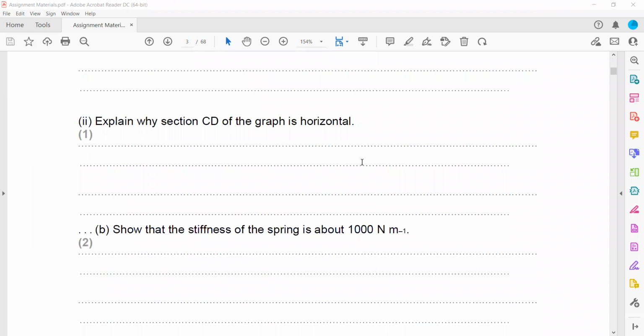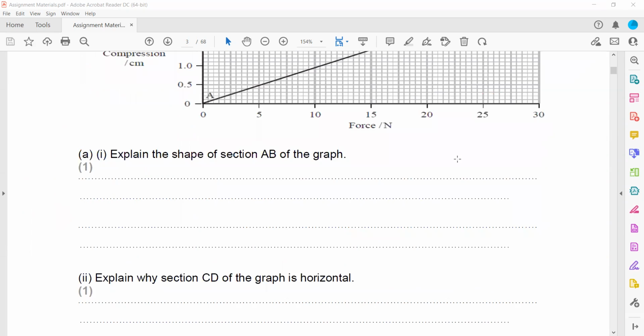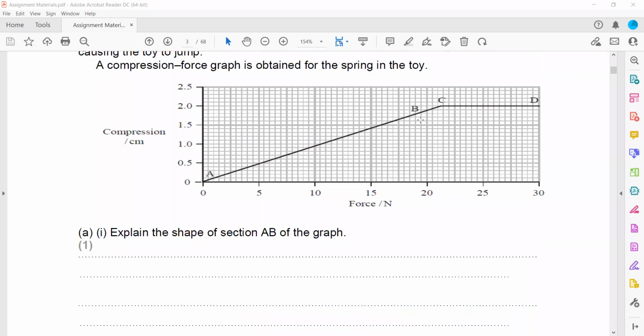Show that the stiffness of the spring is about 1000 Newton per meter. So how do we work out the stiffness? Stiffness is actually the value of k, which is force divided by extension or force divided by compression. Whenever we solve, we will always take a linear region, a straight line. So I can take any force, for example 15 or 10. When the force is 10, how much compression is there? We'll draw a line.